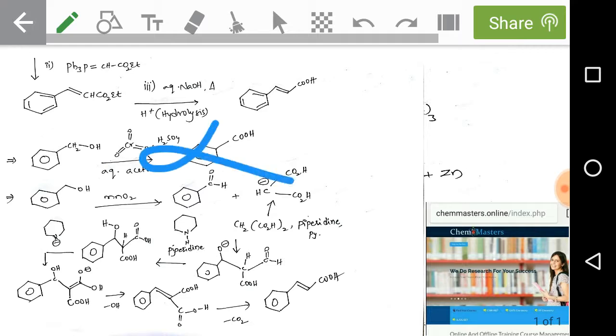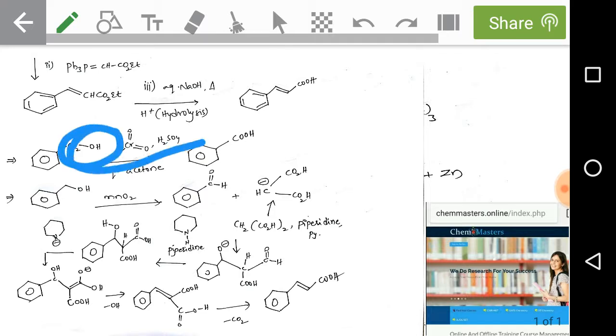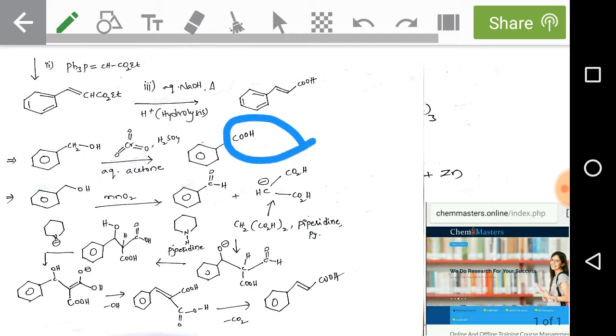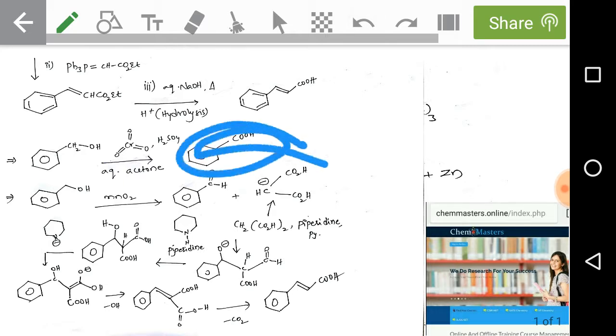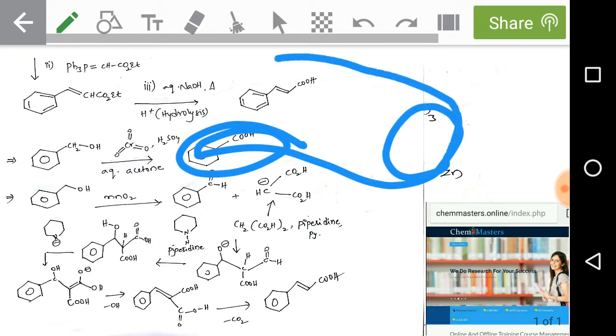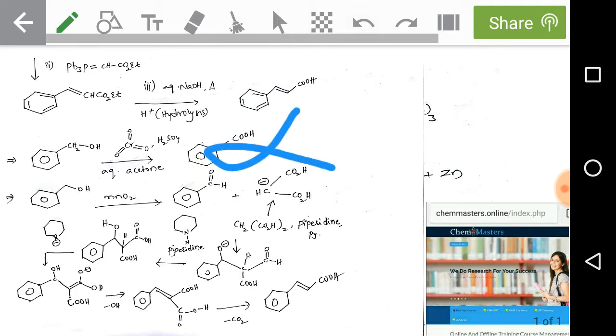But option B is not the correct reagent combination to produce cinnamic acid, because the first reagent, that is Jones reagent, is given in an aqueous solution of acetone. That means over-oxidation takes place and benzyl alcohol is converted to a carboxylic acid group, and the further reaction is not going to produce cinnamic acid. So here we can eliminate option B.